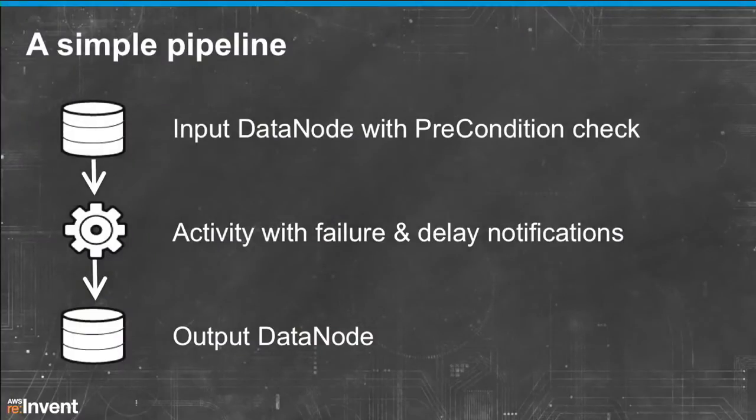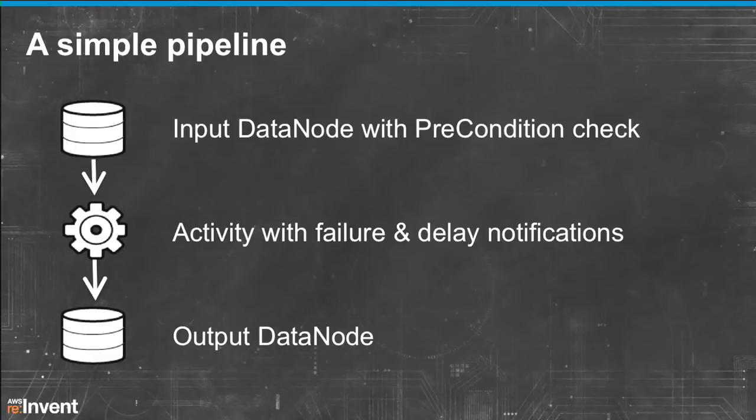You have an input data node. That could be something like an S3 bucket. You might attach a precondition to that data node. So the precondition might look something like the S3 bucket must have objects in it. The next step in the pipeline is an activity.